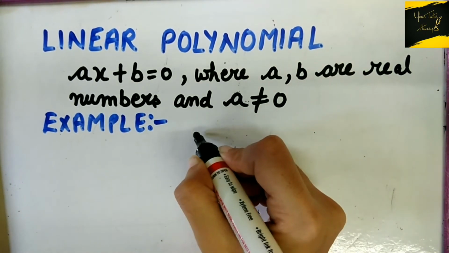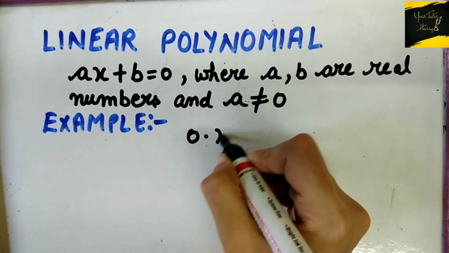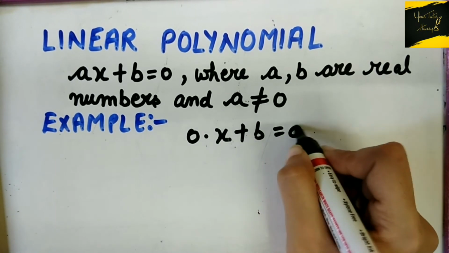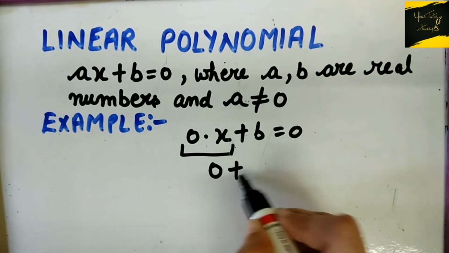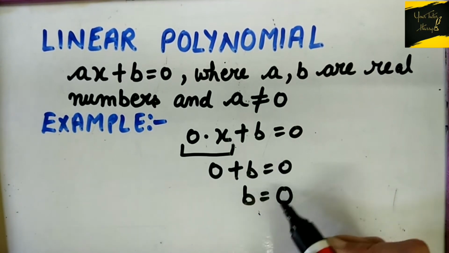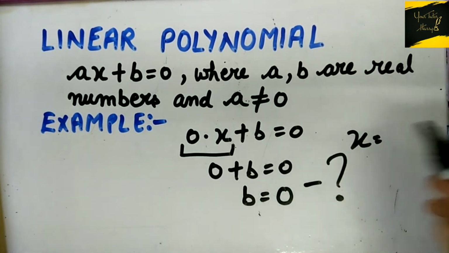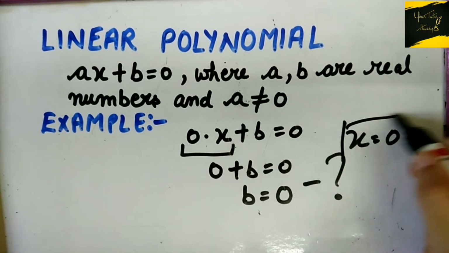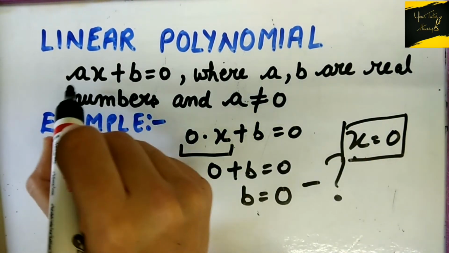Suppose I made a 0. 0 multiplied by x plus b is equal to 0. Here 0 multiplied by x becomes 0 plus b is equal to 0. So what will be the result? b is equal to 0. So where is the x? We made it 0. That's why there is no sense in saying linear polynomial. That's why we cannot make a 0.